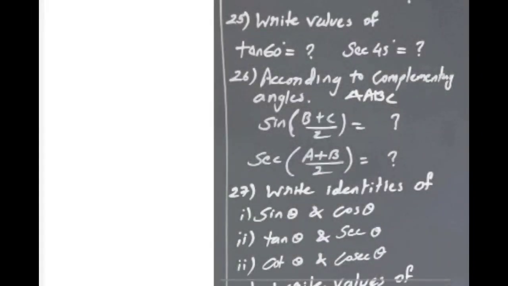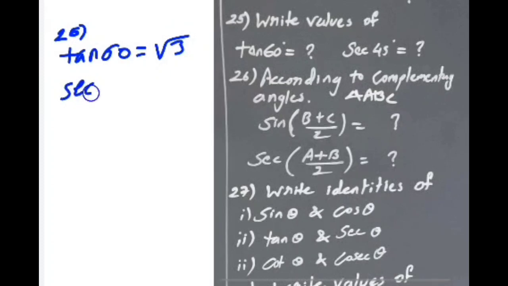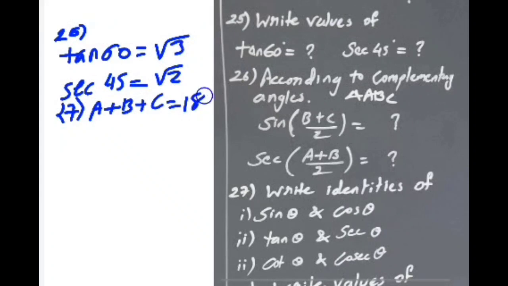Okay, so let's see the values of tan 60, that is 25th question. So tan 60 is root 3 and sec 45, so that is root 2. Okay, now 26th question, according to the complementary angles, if there is a triangle ABC, then we can write A plus B plus C, that is equal to 180. So according to this we can write B plus C, that is 180 minus A.